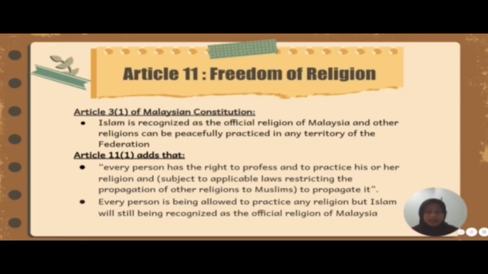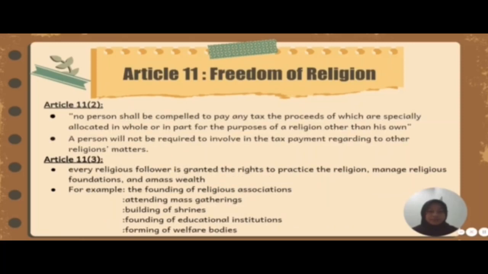And then Article 11, Clause 1 adds that every person has the right to profess and to practice his or her religion, subject to applicable laws restricting the propagation of other religions to Muslims. It means that every person is allowed to practice any religion like Buddhism, Hinduism, Christianity, and so on, but Islam will still be recognized as the official religion of Malaysia.